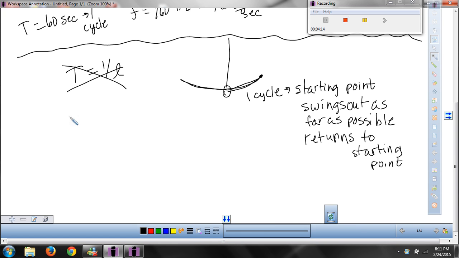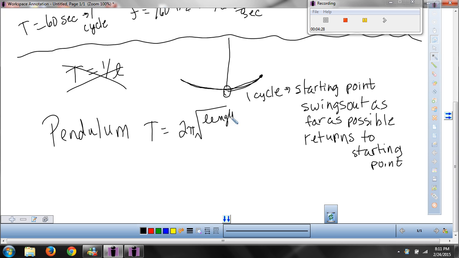So for a simple pendulum, the period of the pendulum, capital T, is equal to 2 pi multiplied by the square root of the length divided by the acceleration due to gravity. Or I can write it as 2 pi square root of L over g, and that's my period.